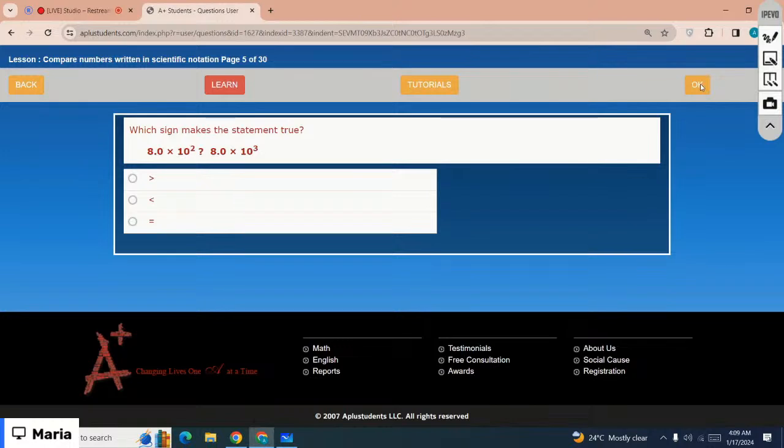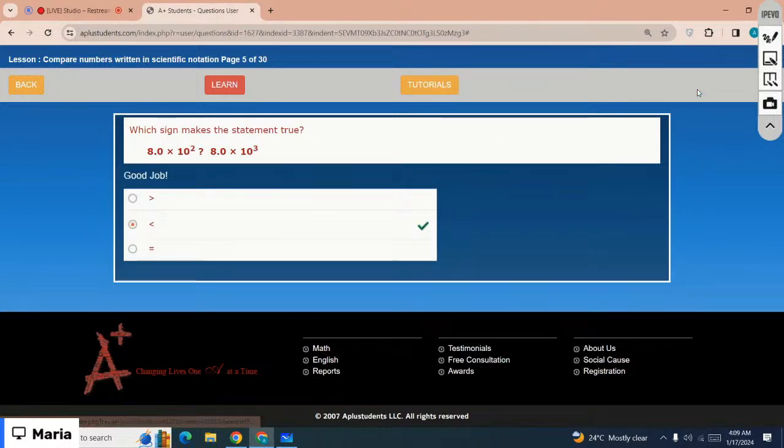The next one is which sign makes the statement true? 8 times 10 exponent 3, and you have to compare it to 8 times 10 exponent 2. Which is the correct option? Yes, 8 times 10 exponent 2 is less. Very good. The correct option is less than.